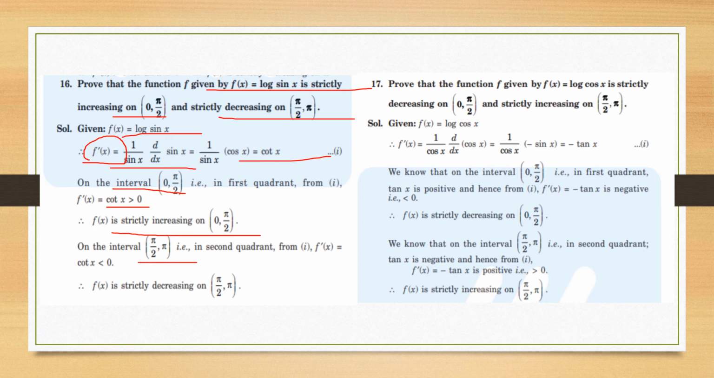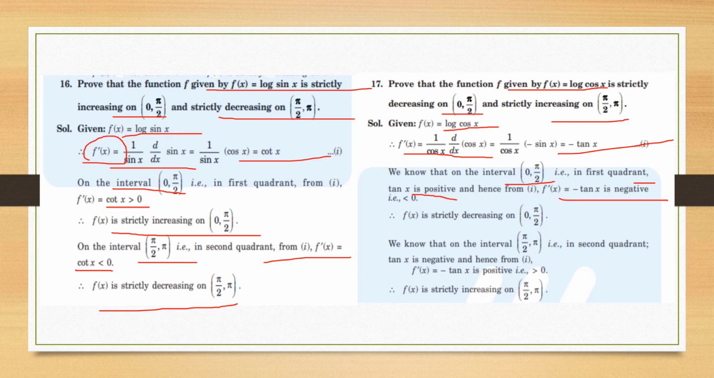And in the second quadrant, you see that my derivative is negative, less than 0. So it is strictly decreasing in pi/2 to pi. Similarly, log cos x is decreasing in 0 to 90 and increasing on pi/2 to pi. See why it is happening: as it is log cos x, the derivative is 1/cos x into minus sin x, as the derivative of cos is minus sin, so it is minus tan x. Now in 0 to 90, the first quadrant, tan itself shows positive behavior, but minus tan x will be negative. So that's why the function is strictly decreasing in 0 to 90.